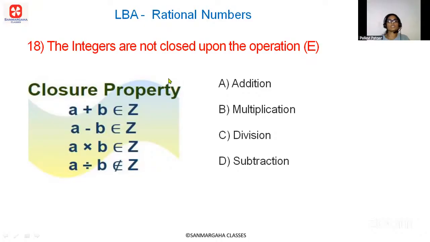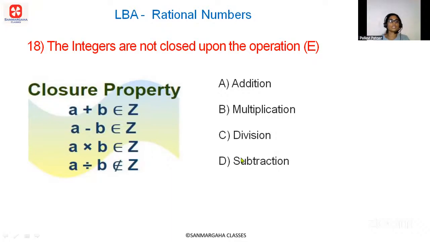In the rational number chapter, look at question number 18. The integers are not closed upon the operation. Option A, addition. B, multiplication. C, division. D, subtraction.